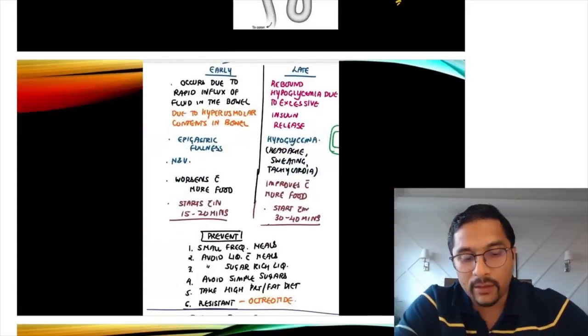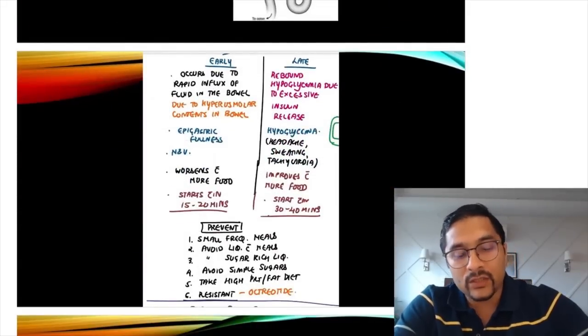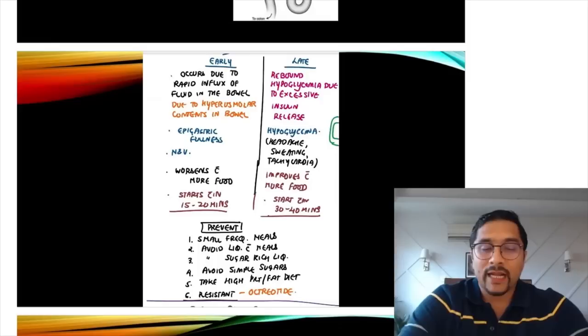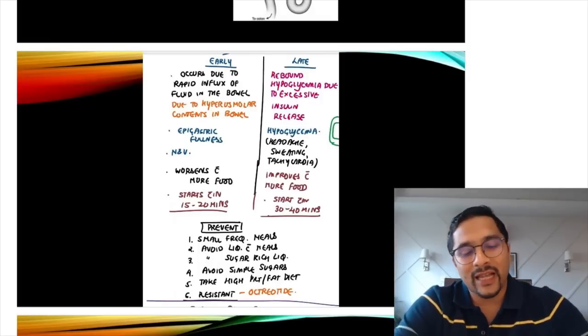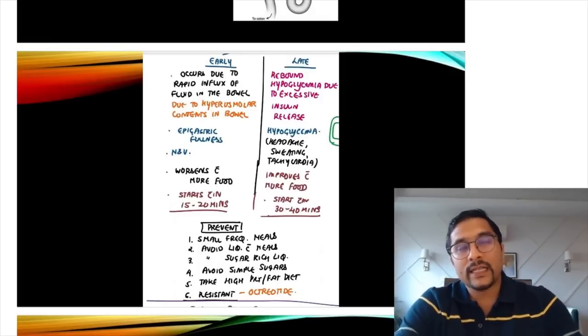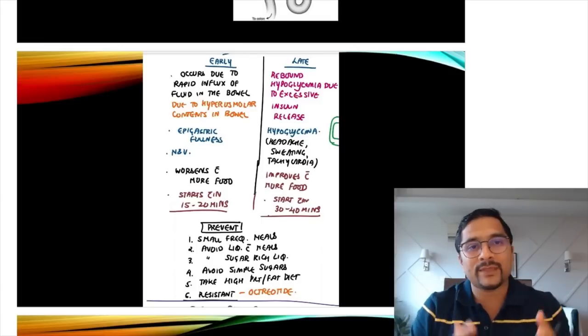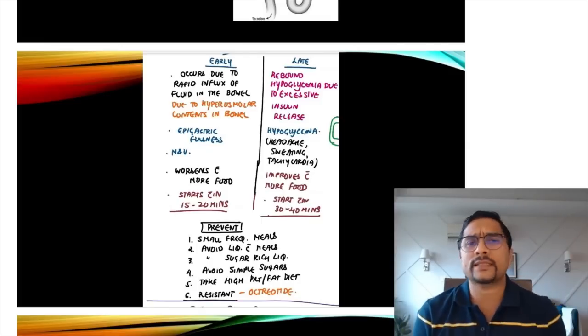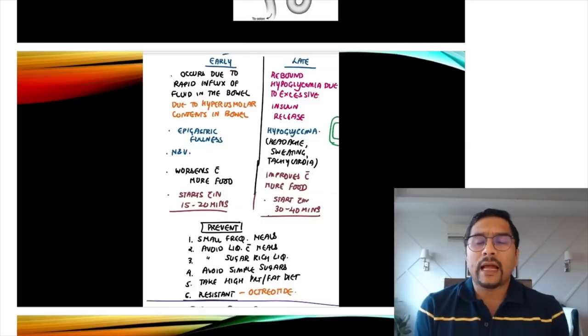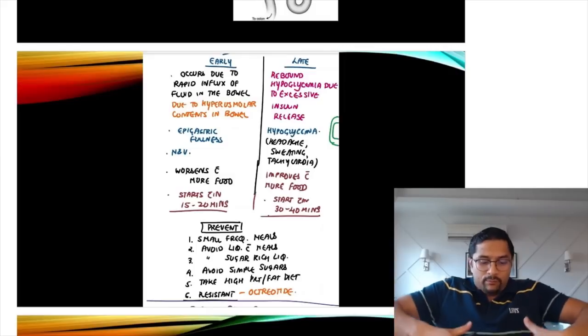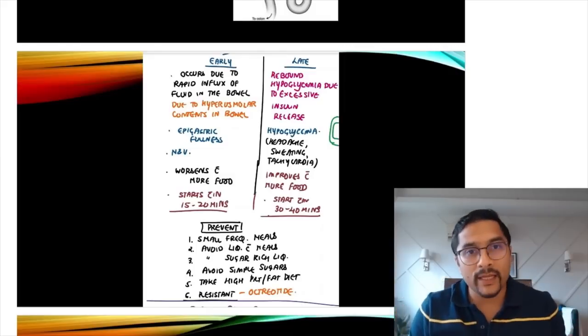So let's read about dumping syndrome. Dumping syndrome can be of two types. You can either have early dumping or you can have late dumping. Early dumping occurs when more fluid comes into the bowel as soon as the patient eats food. And when that happens, the patient is going to have bloating, nausea, vomiting.